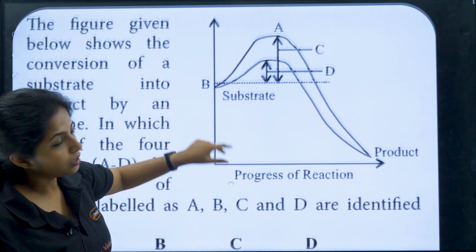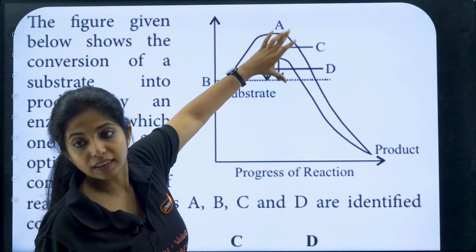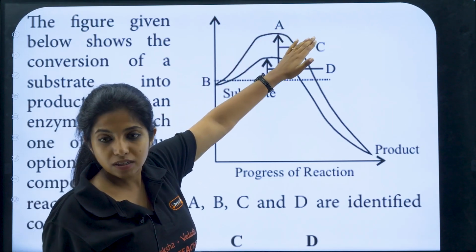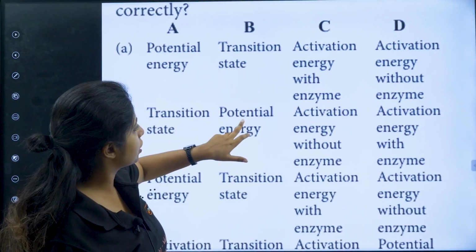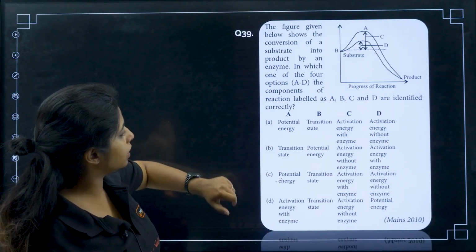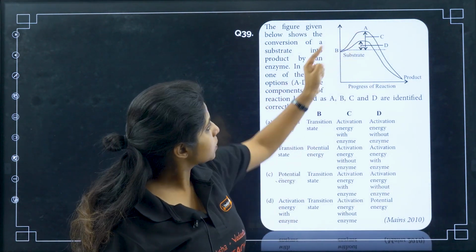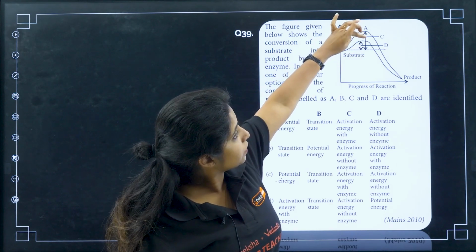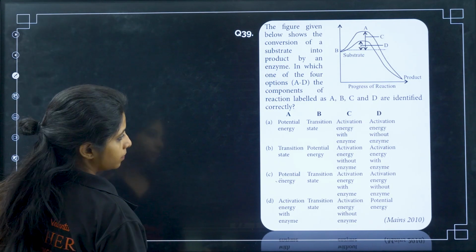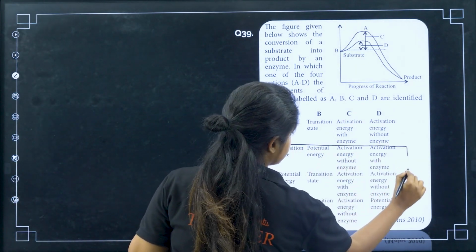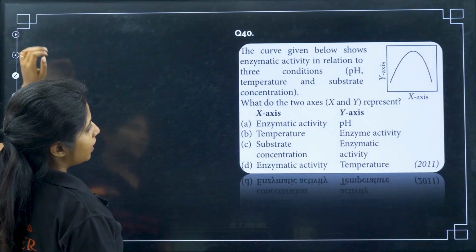See, this was a graph. So this is B, the potential energy. This is activation energy with the enzyme. This is activation energy without the enzyme. What is A, my dear? Transition state that we are having. So B is potential energy. There is only one option like that. Hence this becomes your answer. A is transition state. B is potential energy. C is activation energy without the enzyme, and D is activation energy with the enzyme. So hence your answer becomes this. Cool? Cool, ma'am. Now, last question.